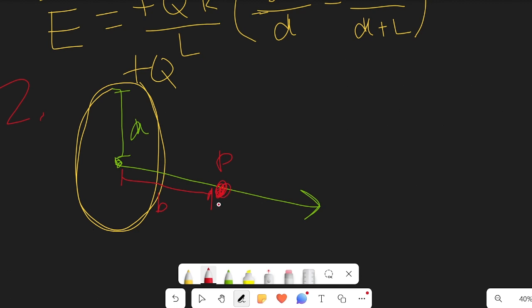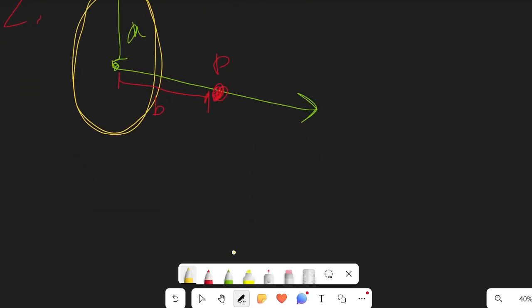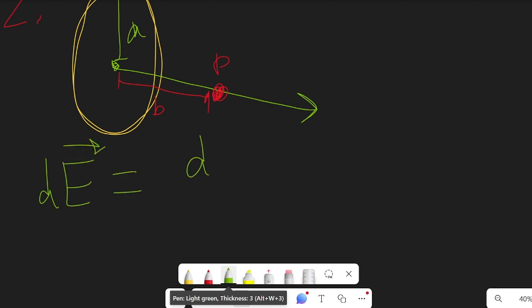So let's do the same formula from earlier, right? Where we would have dE as a vector equals dq times the Coulomb constant divided by r squared, right?